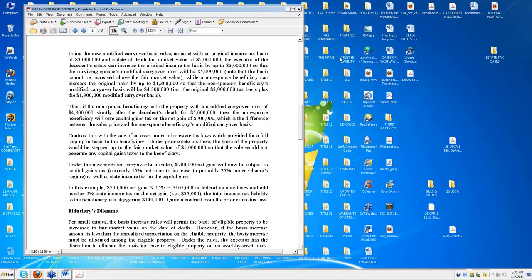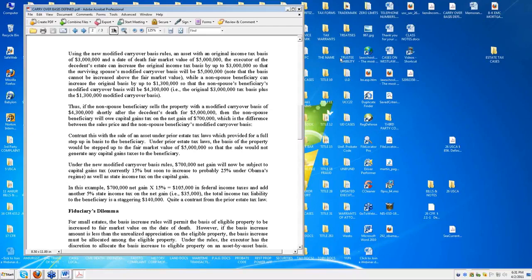Okay, thus, if the new non-spouse beneficiary sells the property with a modified carryover basis of $4,300,000 shortly after the decedent's death for $5 million, then the non-spouse beneficiary will owe capital gains on the net gains of $700,000, which is the difference between the sales price and the non-spouse beneficiary's modified carryover basis.